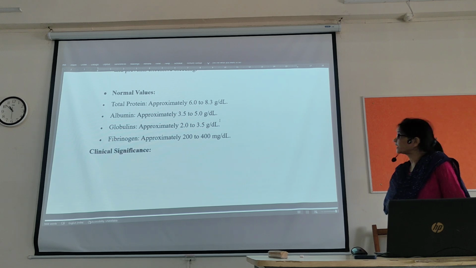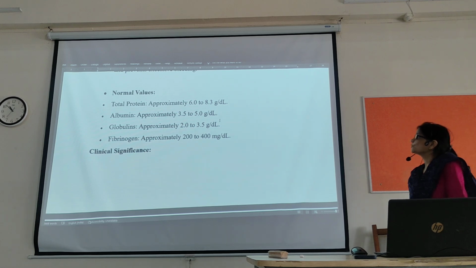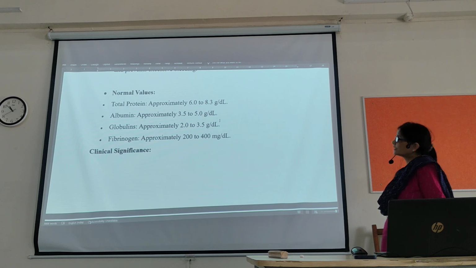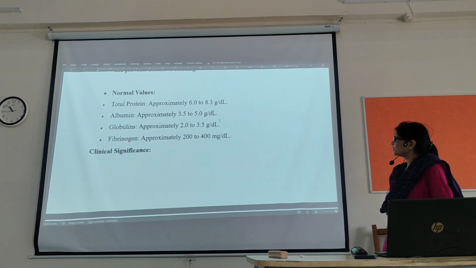Then last one is the normal value, as we have seen before, but it is exactly what? The total protein is approximately 6.0 to 8.3 gram per day. Albumin is approximately 3.5 to 5 gram per day. Then globulins.